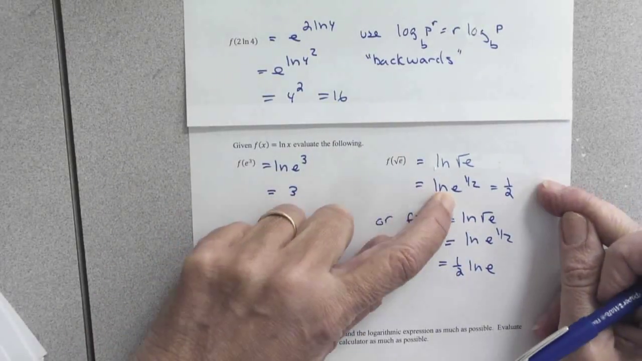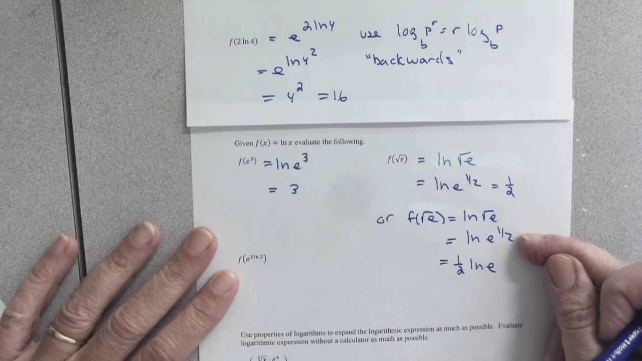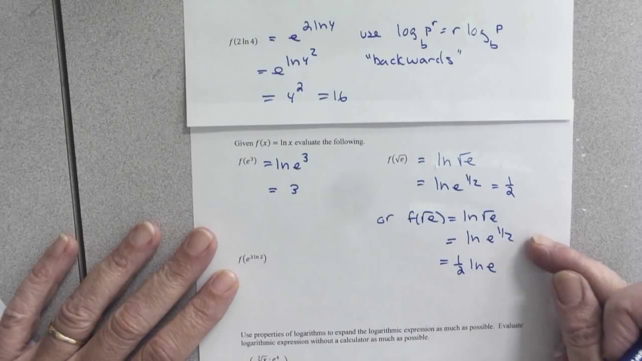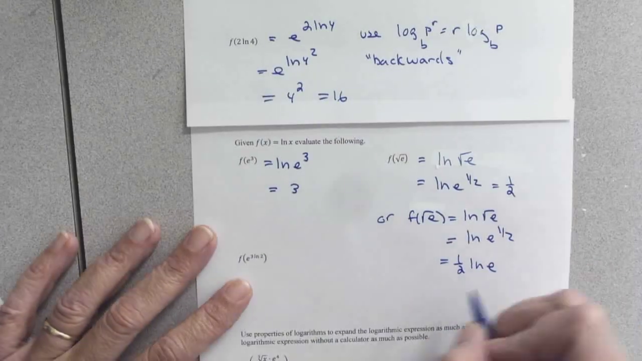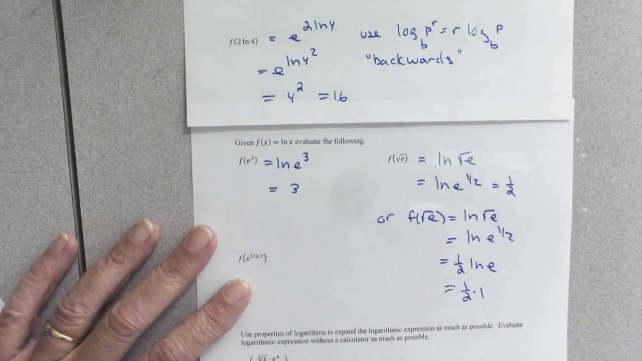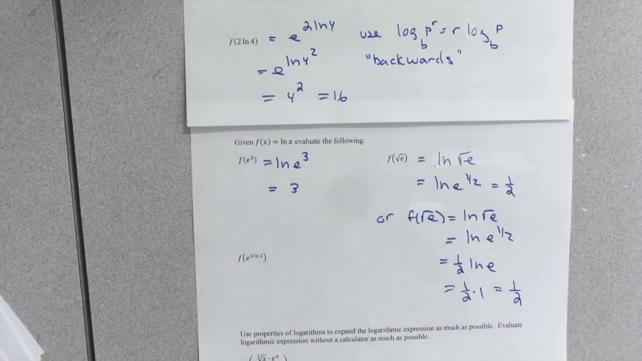So here's the first way: natural logs and e's cancel, so I get the 1/2. Or here's the second way. Now I have e raised to the 1/2. My power rule of logarithms, that can come down in front and become a coefficient. Then we can memorize, and should memorize, that the natural log of e is 1. And I get 1/2.